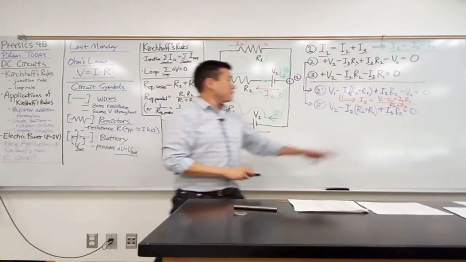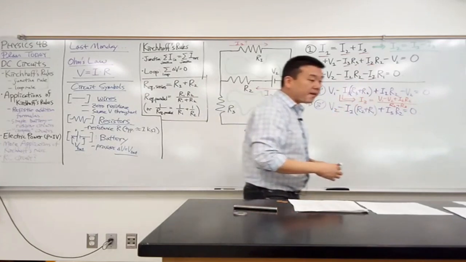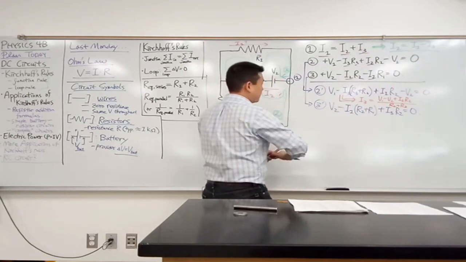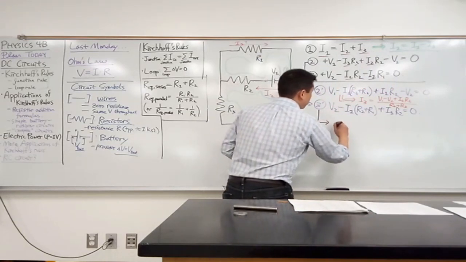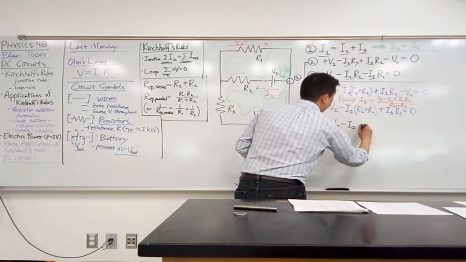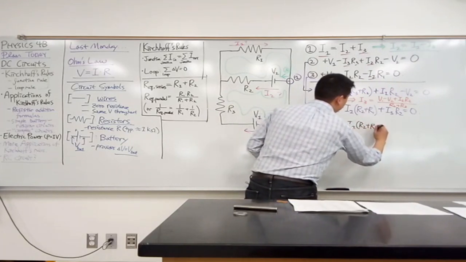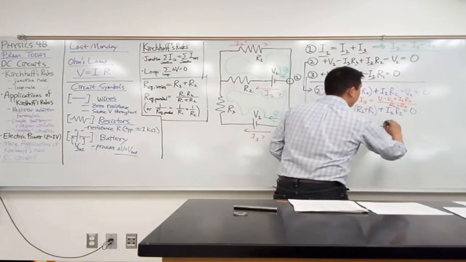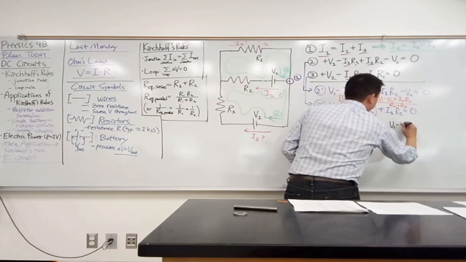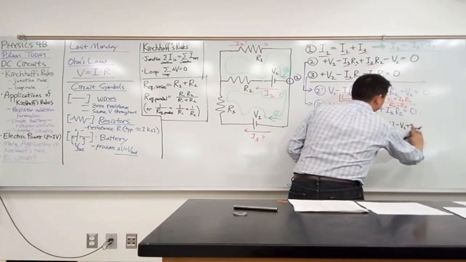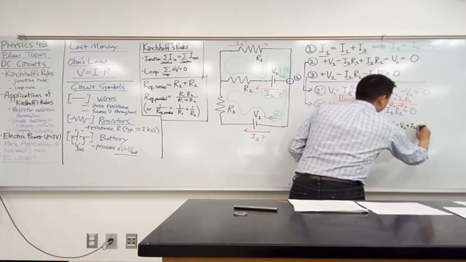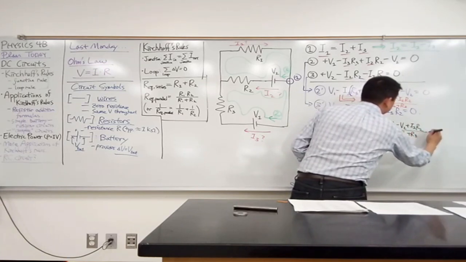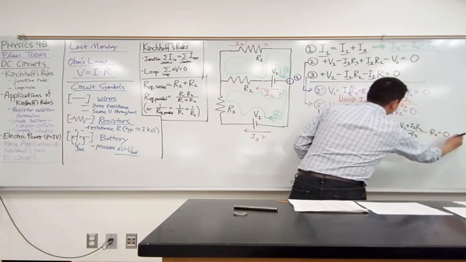Good? Plug this in here. Then you end up with this equation. I think I'm just going to alternate between purple and black. So this equation will turn into V2 minus I1 R2 plus R1 plus this I3. Complicated. So V1 minus V2 plus I1 R2 divided by R2 plus R3 times R2 is equal to 0.